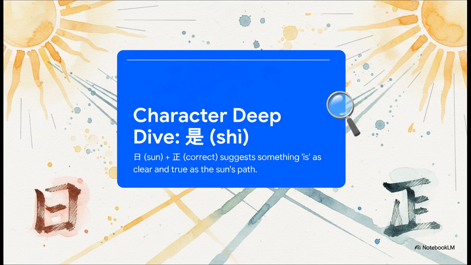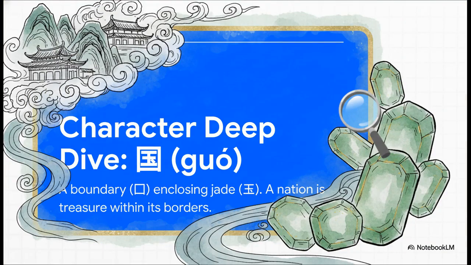And on the bottom, you have 正, which means correct or straight. The logic is that for something to truly exist, it has to be as clear and undeniable as the sun's path in the sky. It's this beautiful statement about existence, all packed into one character. And this is a fantastic example of how culture is baked right into the language.